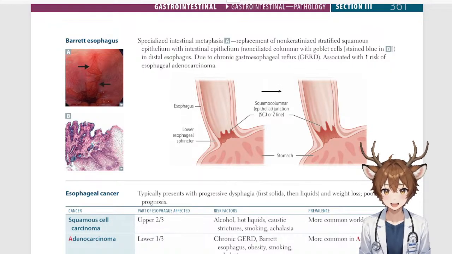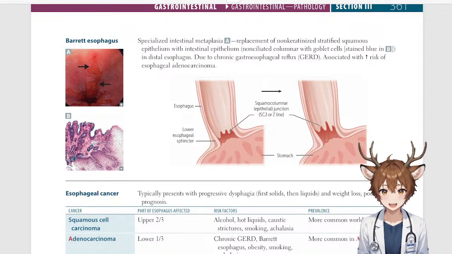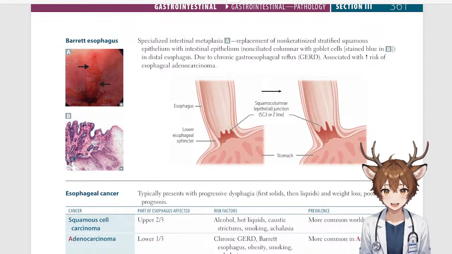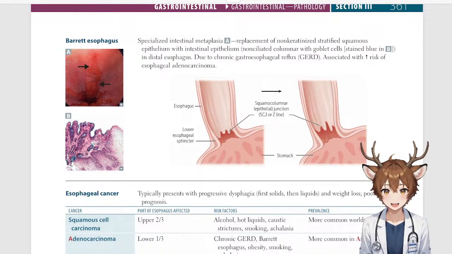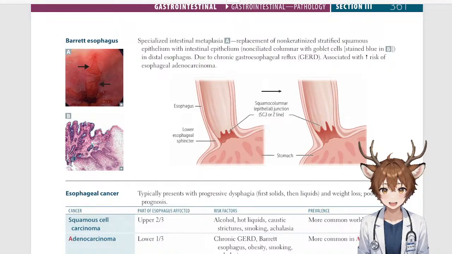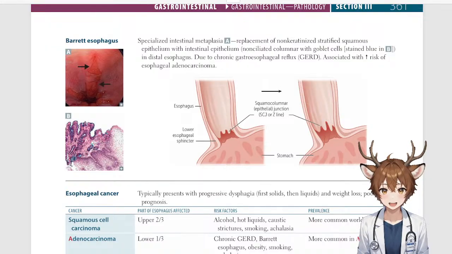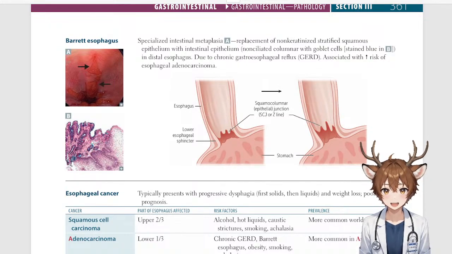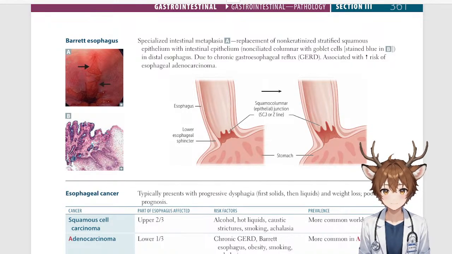Now let's talk about cancer, part of the esophagus affected, risk factors, and prevalence. Squamous cell carcinoma, you'll find that in the upper two-thirds of the esophagus. Risk factors include alcohol, hot liquids, caustic strictures, smoking, achalasia, nitrosamine-rich foods. Prevalence would be more common worldwide. Okay. What about adenocarcinoma? It's found in the lower third of the esophagus, associated with chronic GERD, Barrett esophagus, obesity, and tobacco smoking. It is more common in America. Okay.